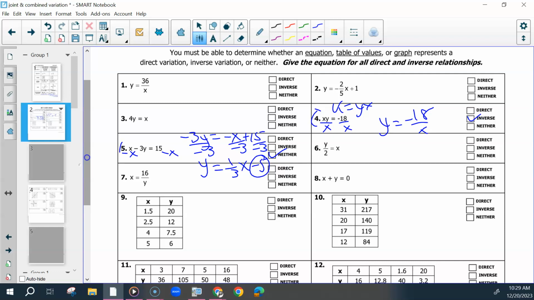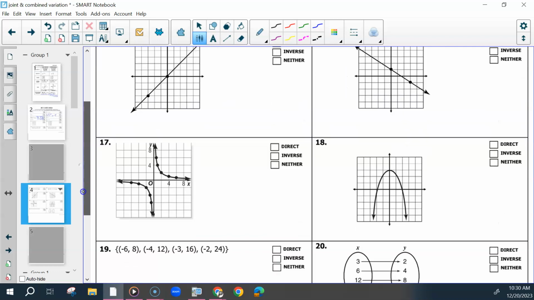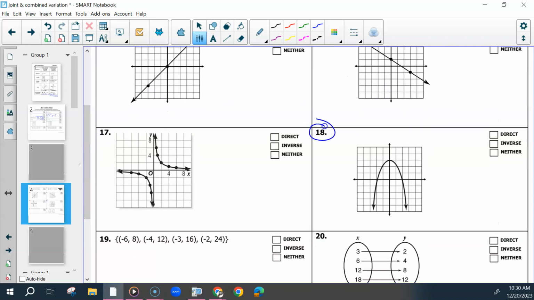Look at the back of the same page. What questions do we have on 13 through 20? Which one? 18. Okay. Any others? And 20. Okay. Alright, let's start with those.